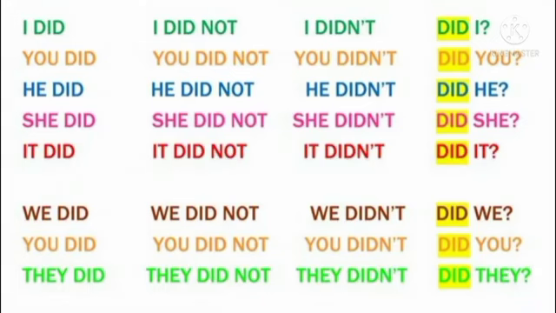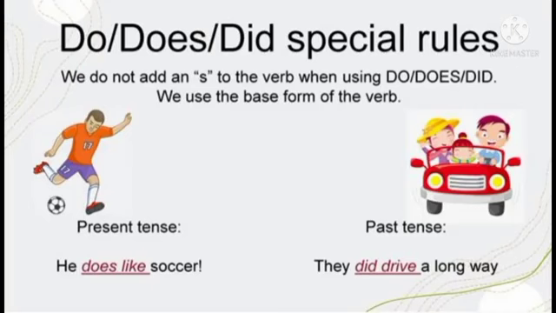For all the subjects we use did. There is no change in that. Did is used with all the subjects, whether it is singular or plural. Here is a special rule that you have to remember while writing do, does, did in a sentence. We do not add an s to the verb when using do, does, did. We use the base form of the verb.